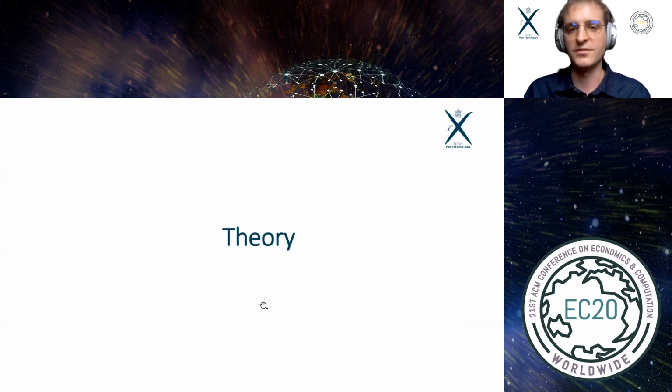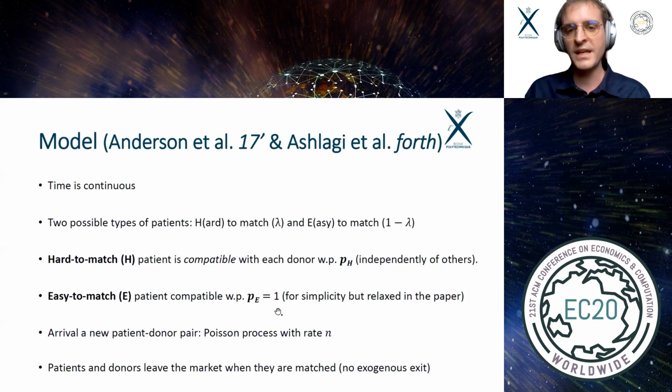So let me go straight into the theory now. So the model is very simple. Time is continuous, and pairs arrive over time with the Poisson process. Then you have two types of pairs. The first one is when patients are hard to match, meaning that they are compatible with a random donor with probability pH, independently of donors.